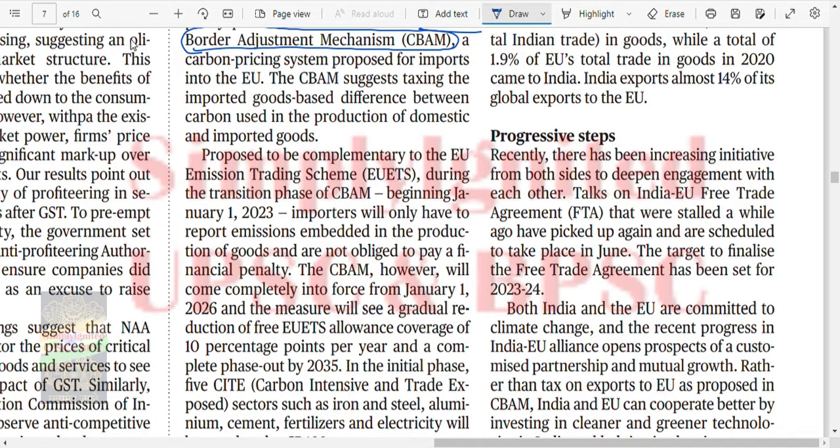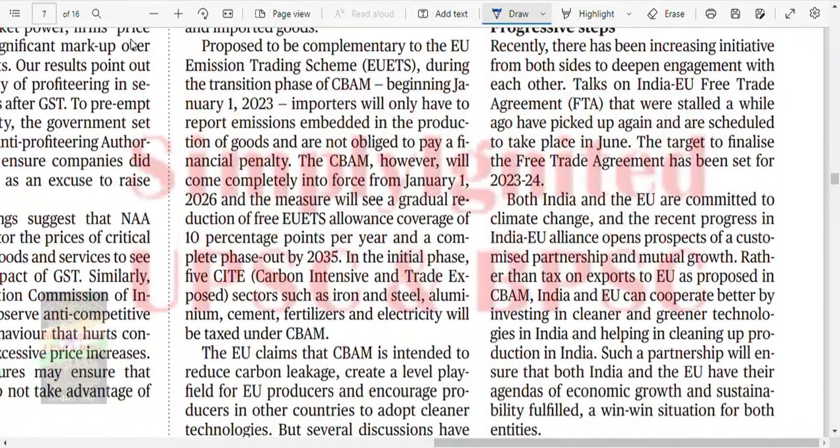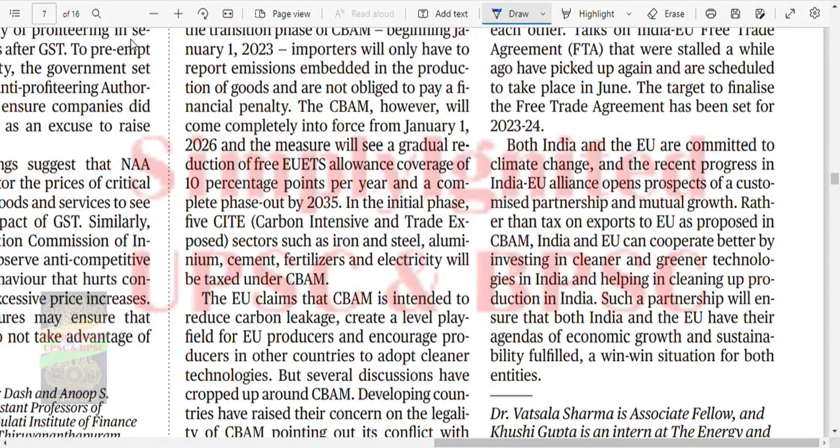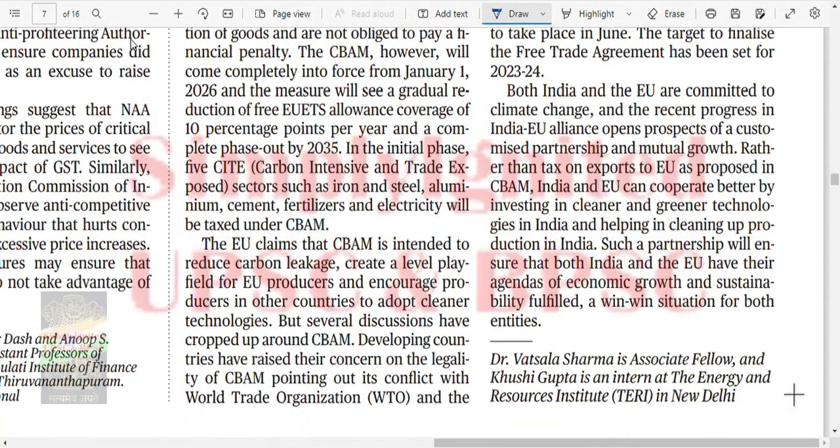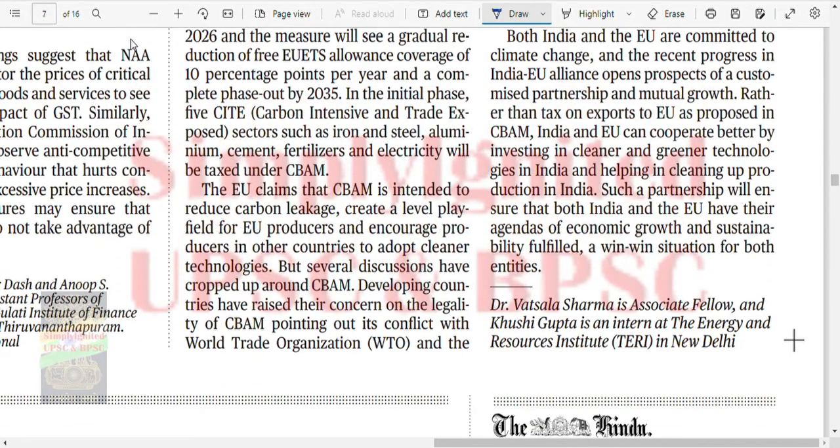During the transition phase of CBAM beginning January, importers will only have to report emissions embedded in their procurement. The system, however, will come completely into force from January 1, 2026. The EU claims that CBAM is intended to reduce carbon leakage, create a level playing field for EU producers, and encourage producers in other countries to adopt cleaner technology.